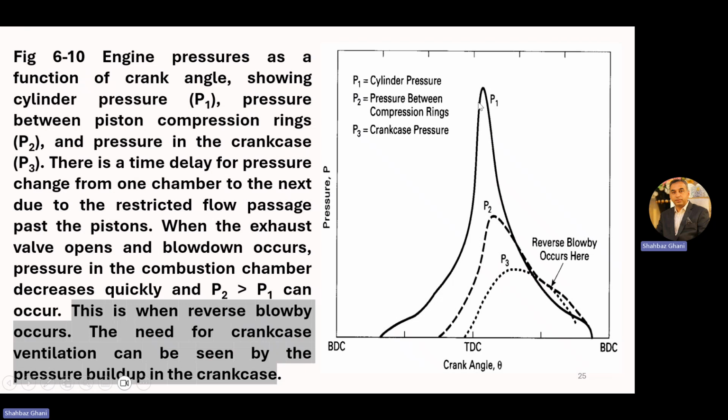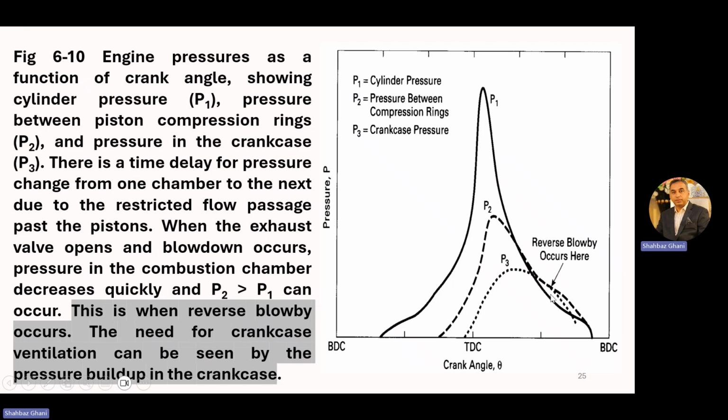Now let's see the cylinder pressure increasing. At the end of the compression stroke, we have P1, we have combustion, and we have maximum pressure and maximum temperature here. The rise of pressure between the compression rings is also there because it is linked with that. And P3 is the crankcase pressure. It is very low at TDC. As the piston moves from TDC to BDC in the power stroke, the area is increasing, so pressure is dropping. And the pressure between the compression rings is also dropping.